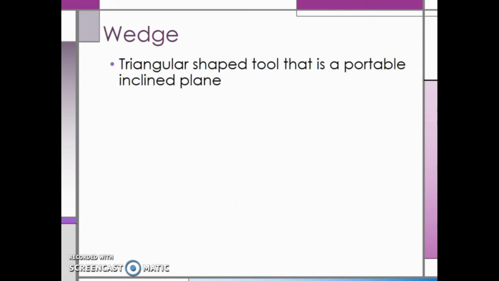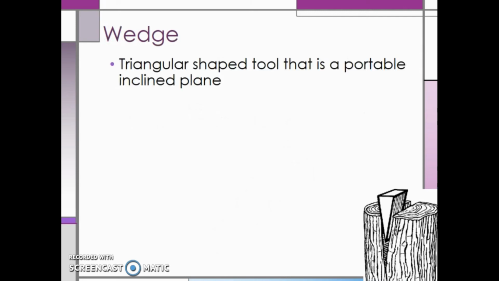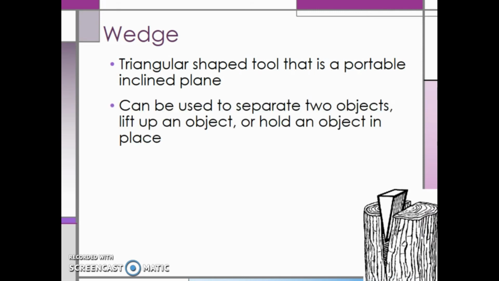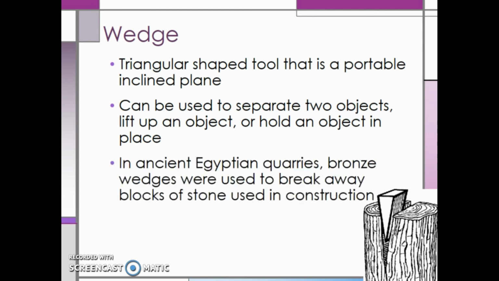Last but not least, we have the wedge. Wedges are triangular-shaped tools that are basically a portable inclined plane. They can be used to separate 2 objects, like if you are splitting wood. They can be used to lift an object, or they can be used to hold an object in place. In ancient Egyptian quarries, bronze wedges were used to break away blocks of stone used in construction. In the next video, we will look at more characteristics of simple machines.